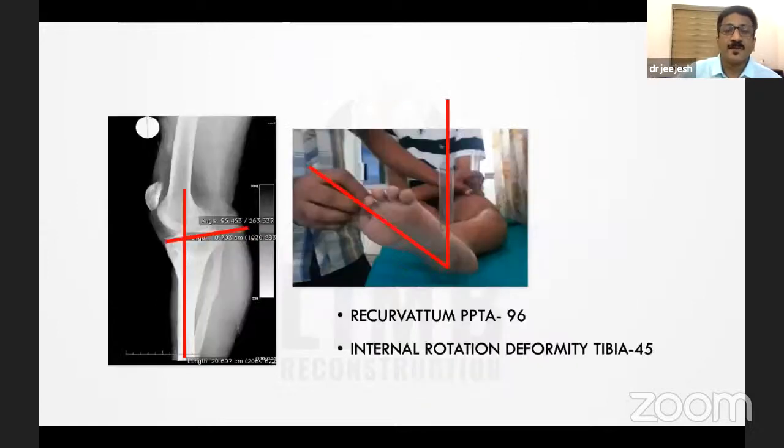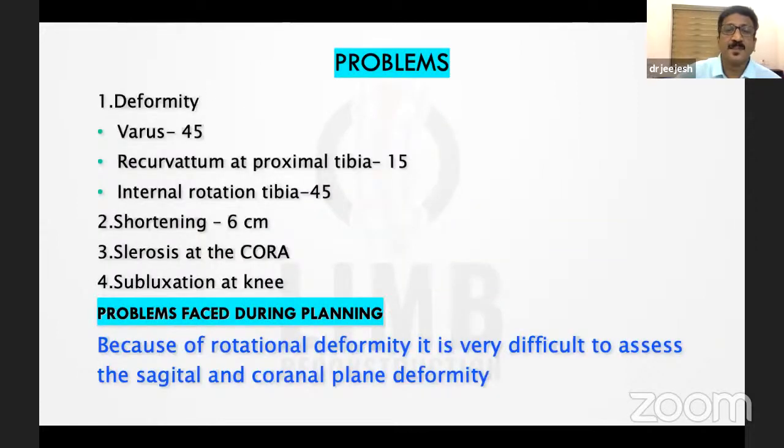And the lateral view also revealed recurvatum, you can see PPTA was 96, and the internal rotation of around 45 degrees. So altogether, he has problem of varus 45 degrees, recurvatum of 15, and internal rotation deformity of 45, shortening of 6 centimeters.